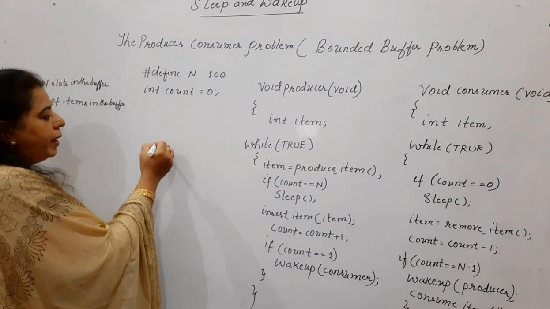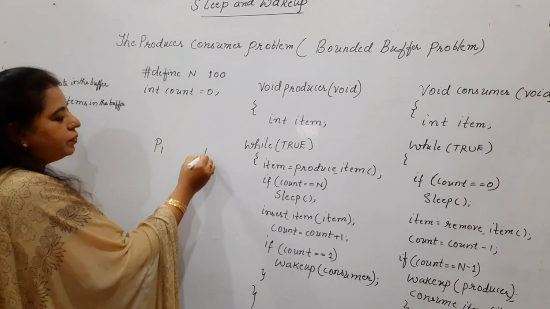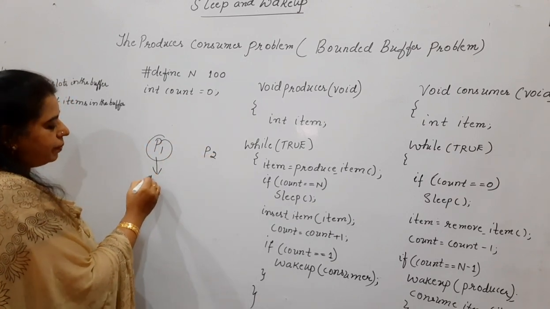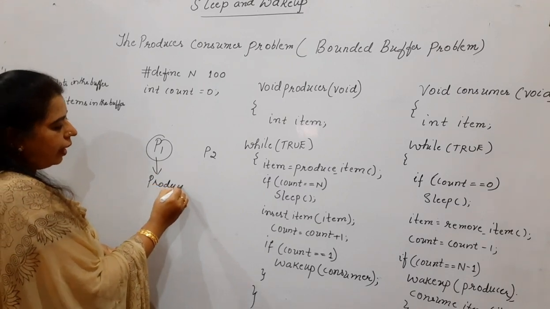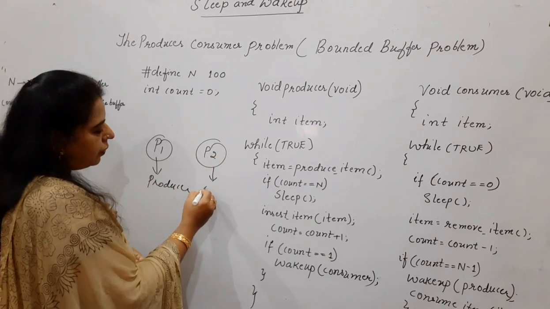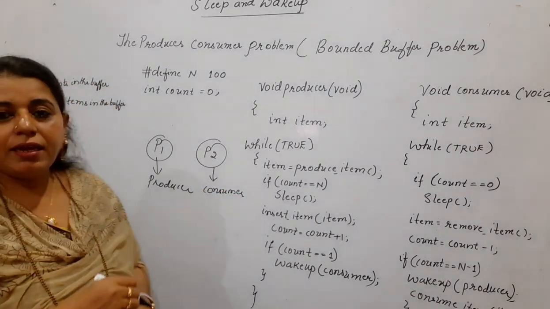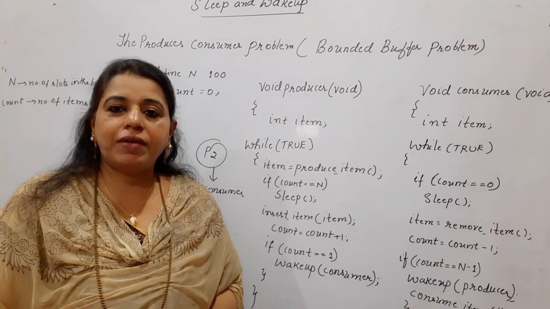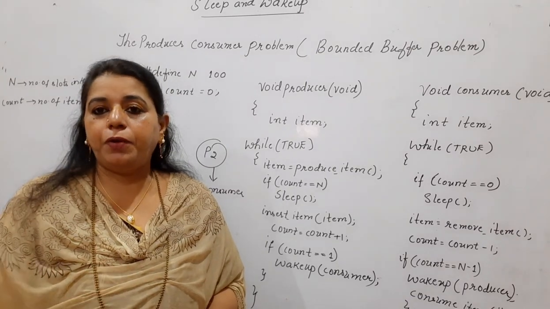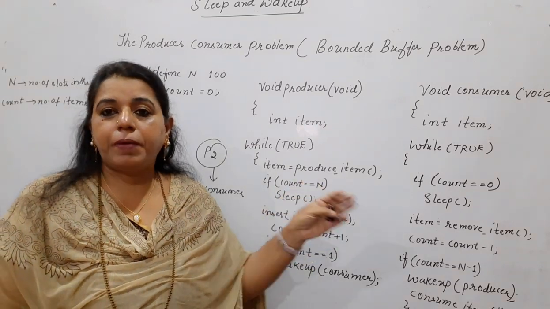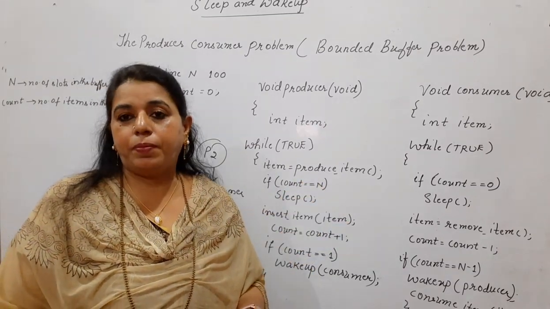To make things simpler, whatever processes you were using here, whether it is P1 or P0, this P1 you can always take as the producer, and the other process P2 you can consider as the consumer. All the previous solutions I explained with the names P1, P2, P3 or P0, P1. But here I am using the words producer and consumer. These are also processes only.